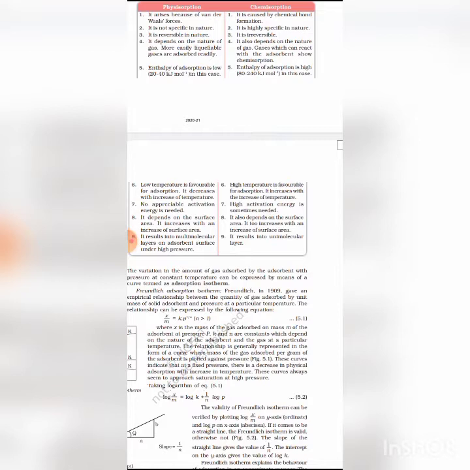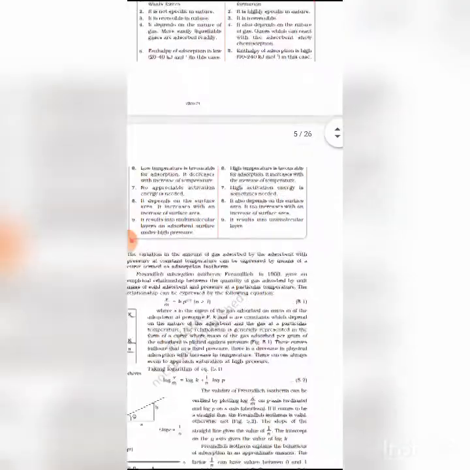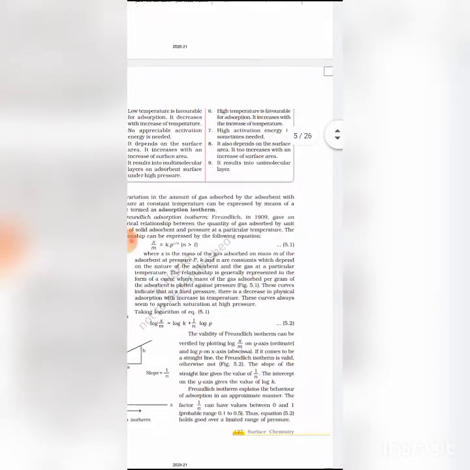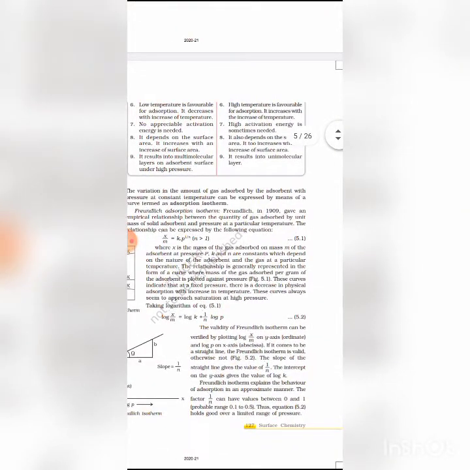Physisorption depends on the surface area; it increases with an increase of surface area. Chemisorption also depends on the surface area; it too increases with an increase of surface area. In physisorption, it results in multimolecular layers on the adsorbent surface under high pressure. But in chemisorption, it results in unimolecular layers.